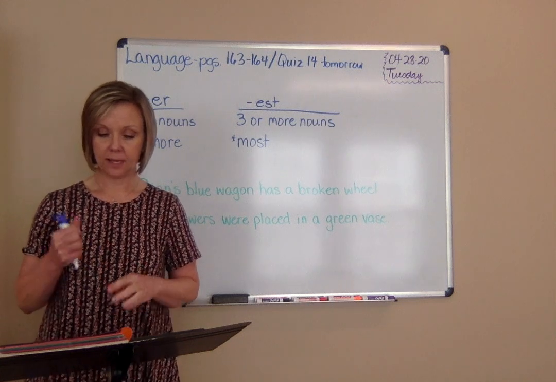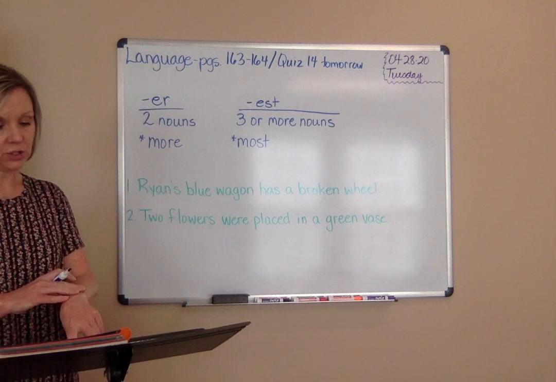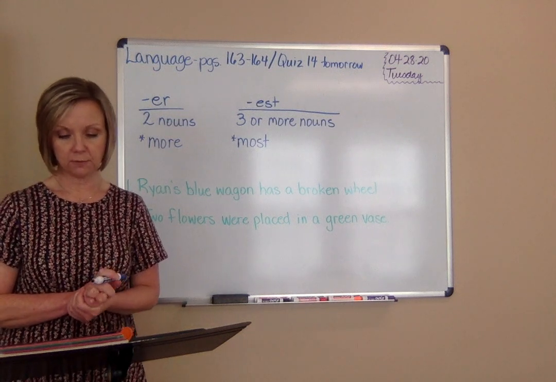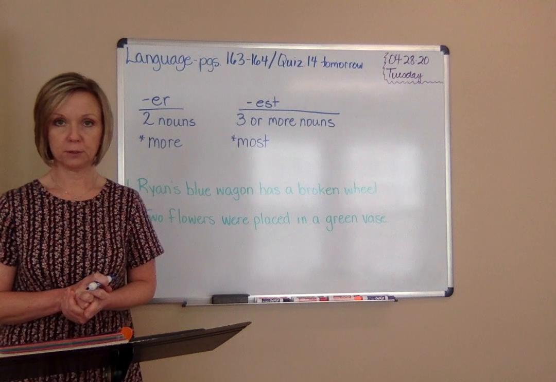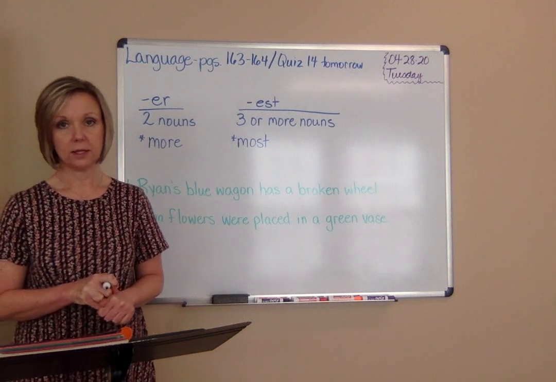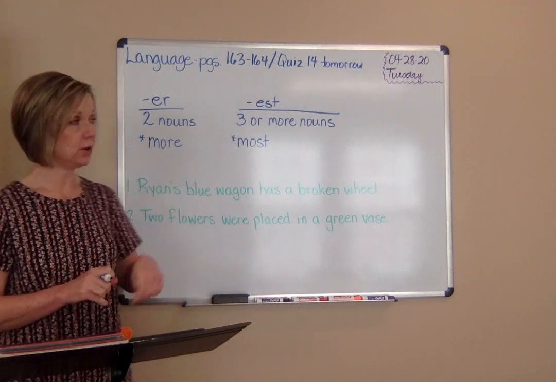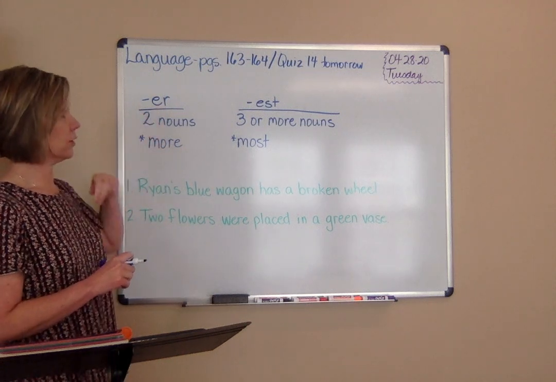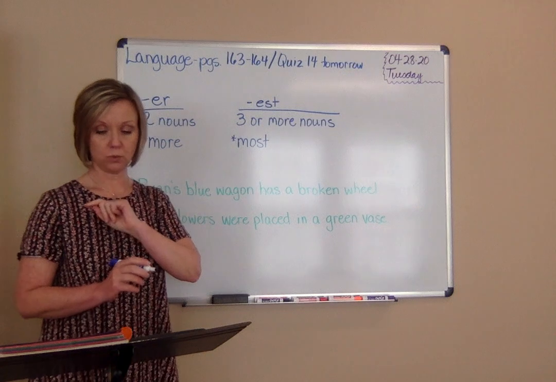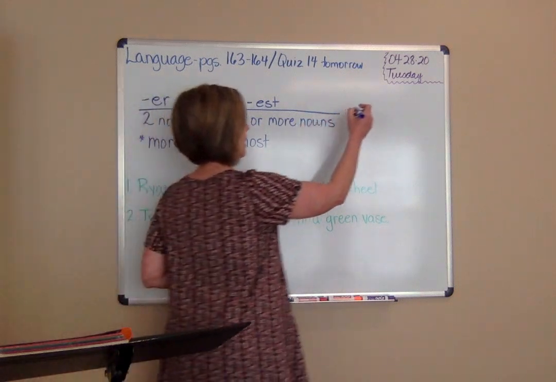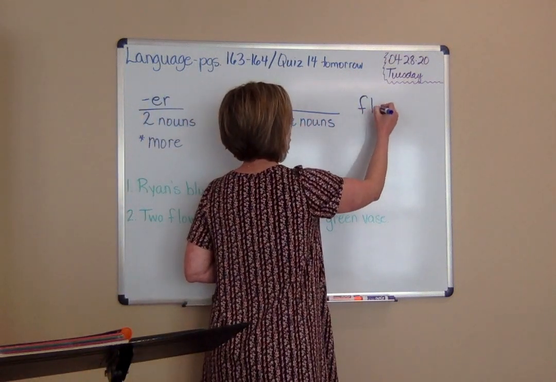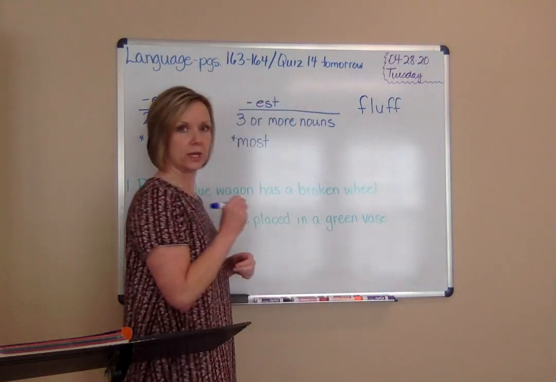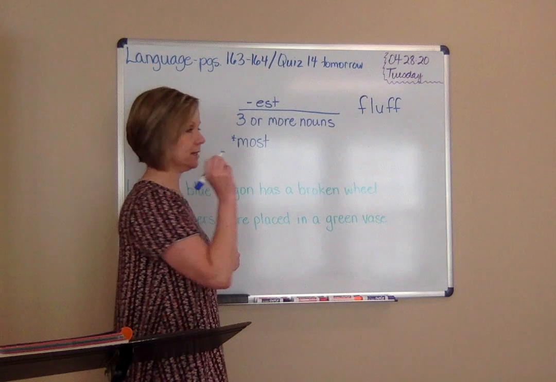So look at Think A. Write the correct adjective in the blank for each comparison. Nathan's pillow is fluffy than William's pillow. Okay, so let's think. Nathan's pillow, we're comparing two pillows. Fluffier. But remember, let's write F-L-U-F-F. What do we change the Y to? I. Don't forget that.